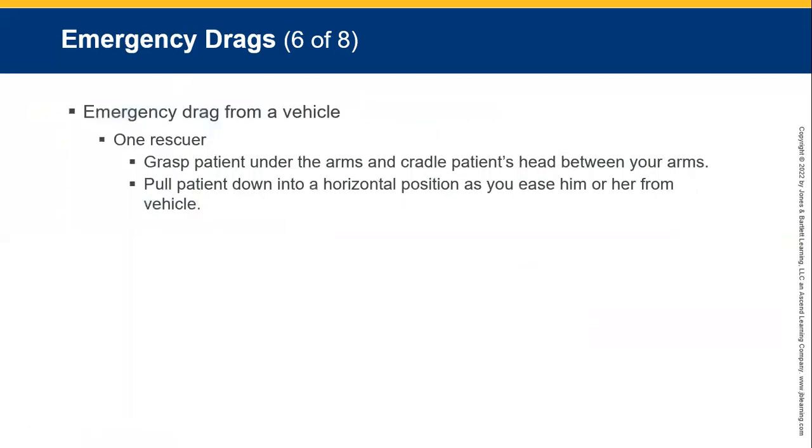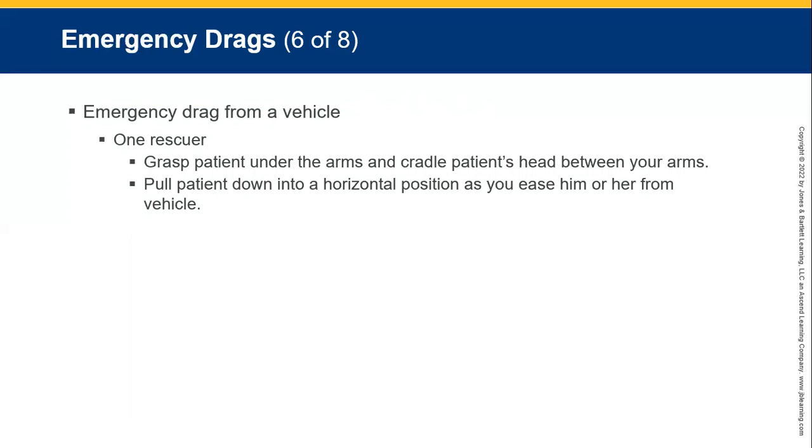Okay, drag from a vehicle. One rescuer grasps the patient under the arms, cradles the patient's head between your hands, and pulls the patient down into a horizontal position as you ease him from the vehicle. Sometimes one might have to lower the seat. One can do so gently and remove the patient over the seat through the back door. Quite easy to do.